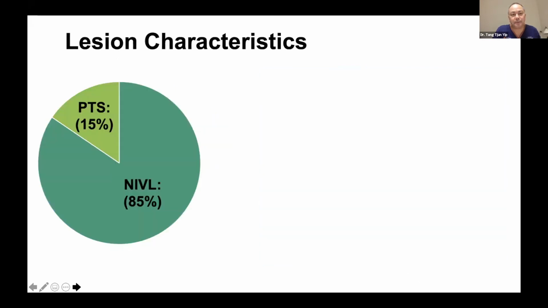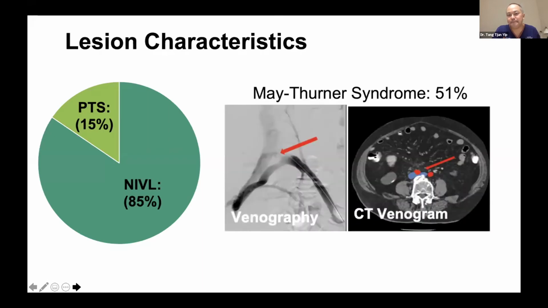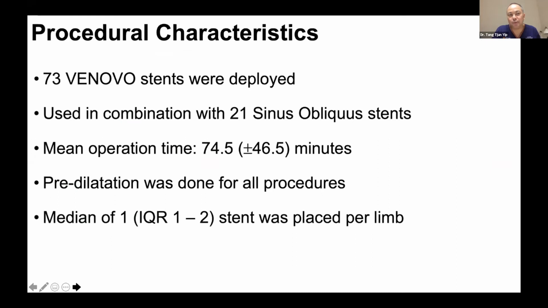In terms of lesion characteristics, as I said, NIVLs make up the majority of our lesions, although we do get some PTSs, but some of them can be really tricky because after about 5 to 10 years, they come and it's completely occluded, but they want that opened up, and that can be quite tricky. And I tend to use a CT venogram as my pre-op imaging of choice. In terms of procedural characteristics, we deployed 73 Venovo stents in these patients. Altogether, we used it in combination. I like this combination with the Sinus-Obliquus stent.